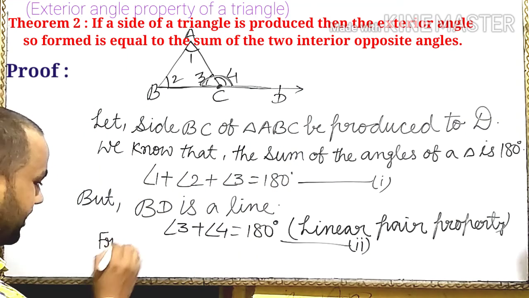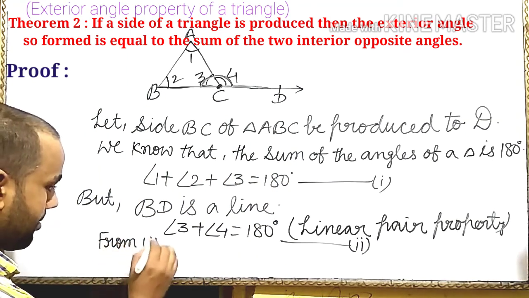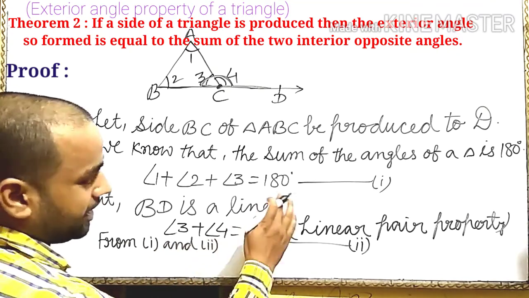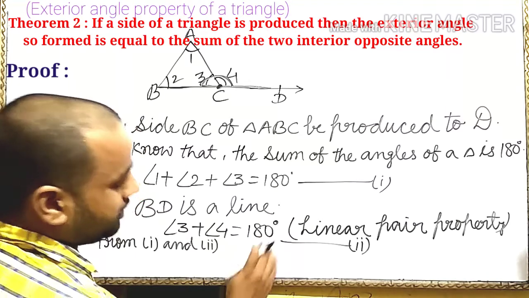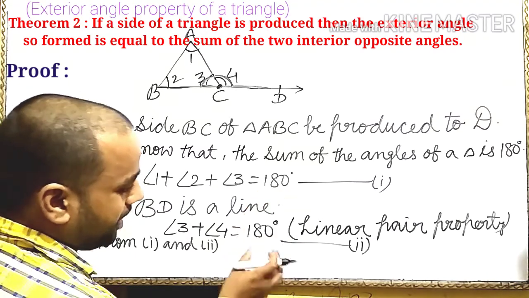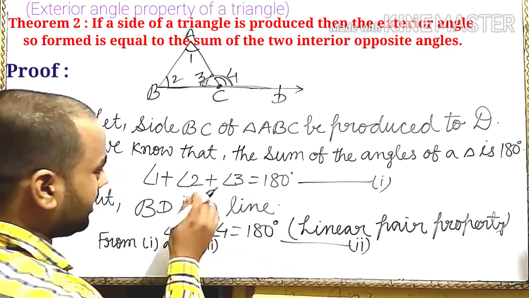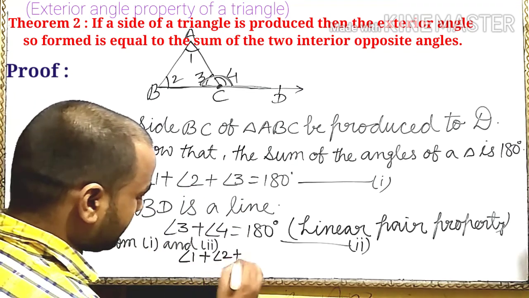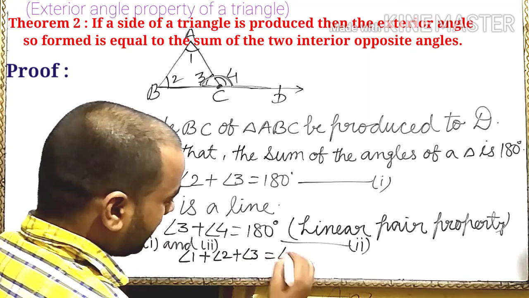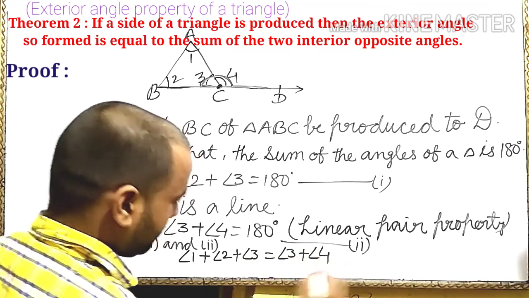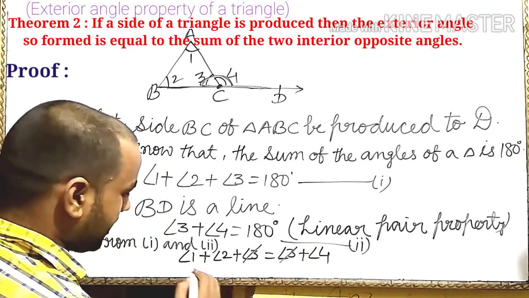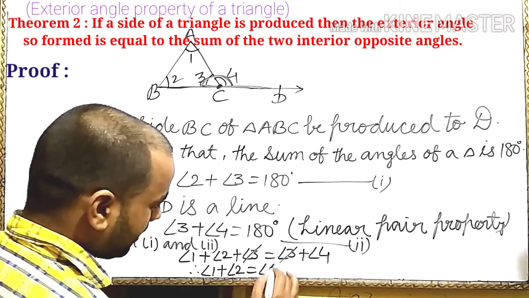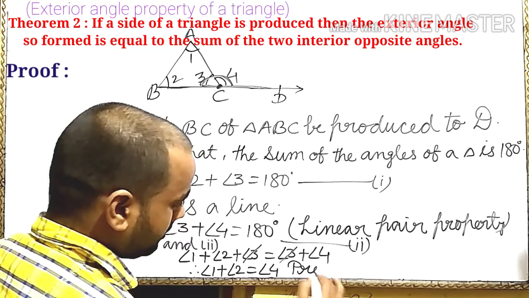From first and second, RHS are equal. Here RHS is 180 degree, also here 180 degree. So LHS is equal. So we write angle 1 plus 2 plus 3 is equal to angle 3 plus angle 4. Angle 3 cancels out. Therefore angle 1 plus angle 2 is equal to angle 4. Proved.